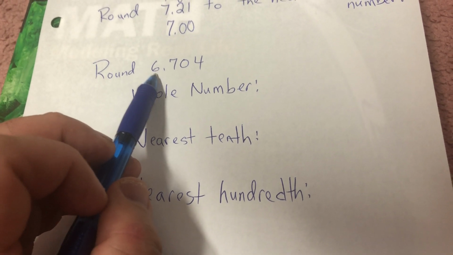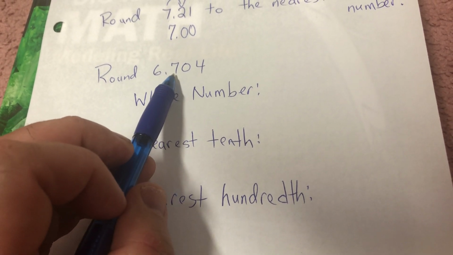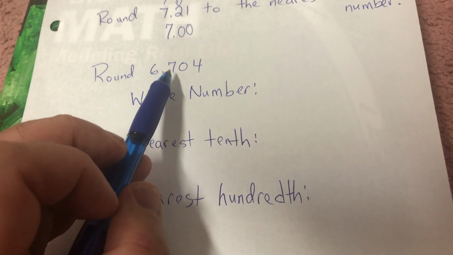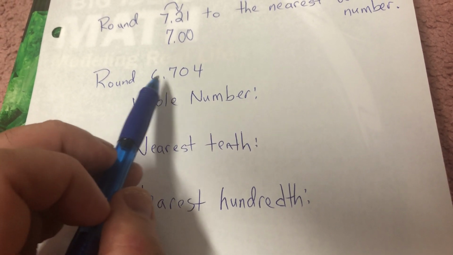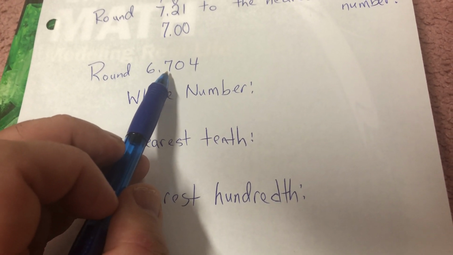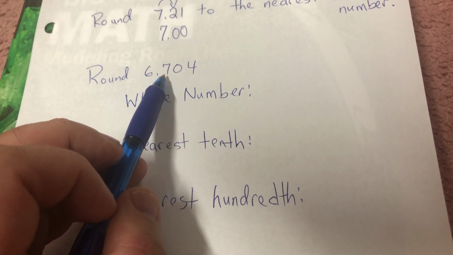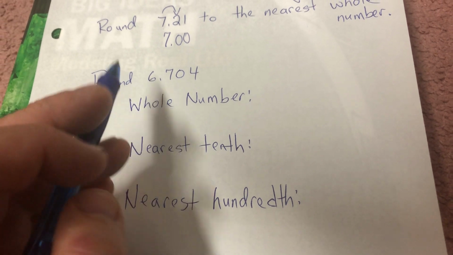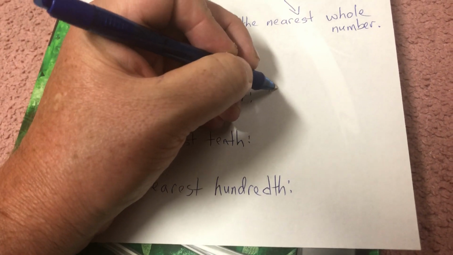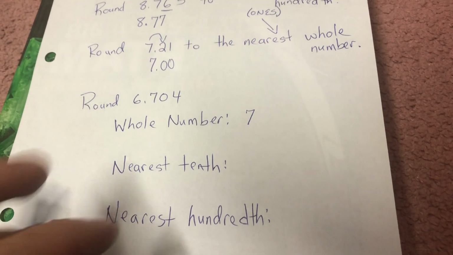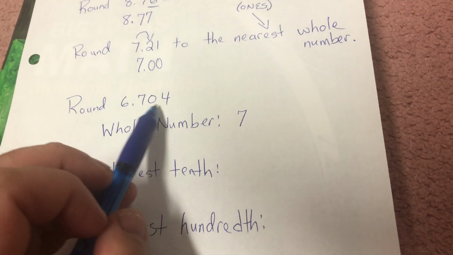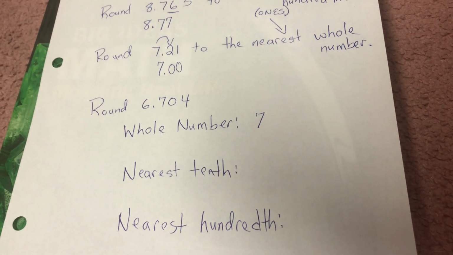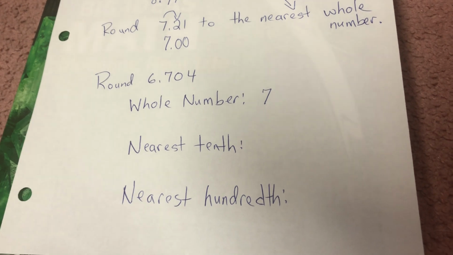So since I'm rounding to the ones place where the 6 is, it's the 7 that's going to give me instructions on what to do with the 6. Well, the 7 qualifies as 5 or higher, which means I'm going to round up, which means my 6 is going to become a 7. And if I want to, I can add a decimal and zeros afterwards, but just 7 works just fine.